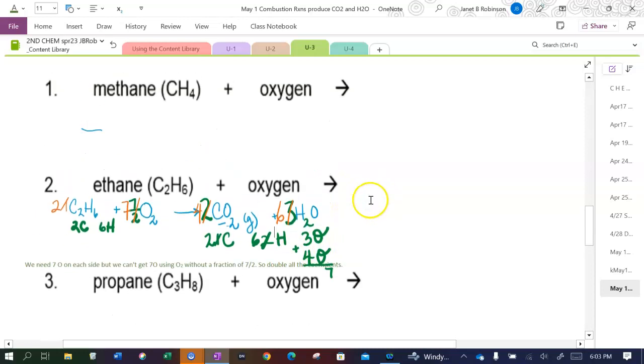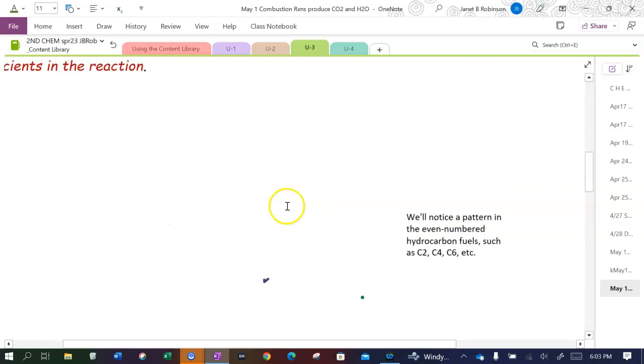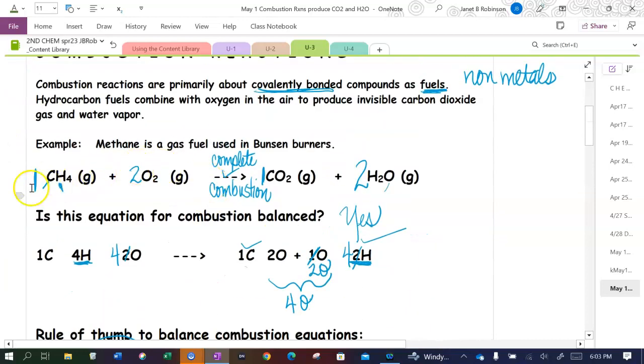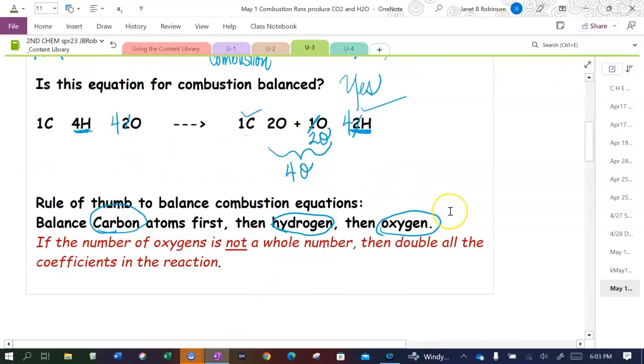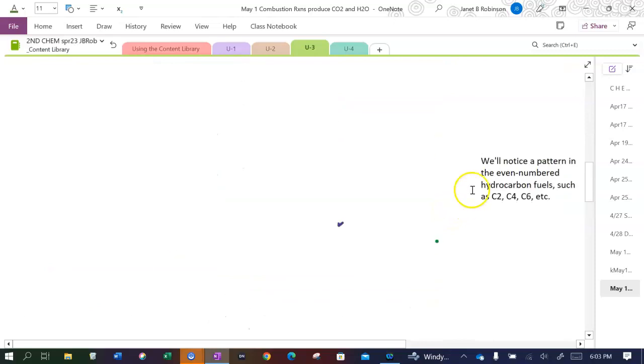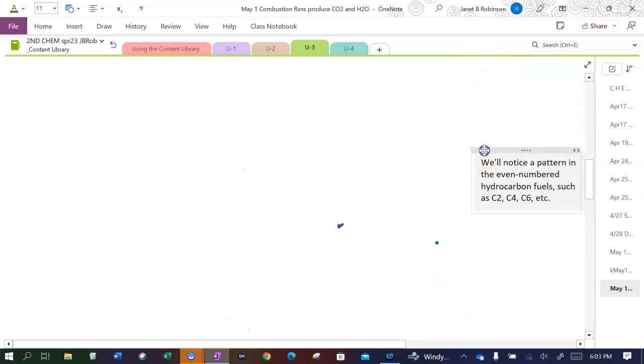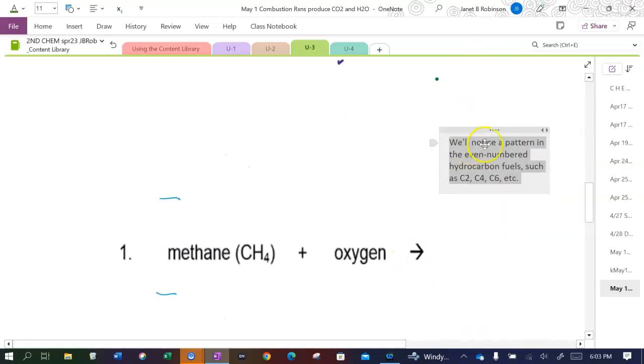All right, so that's the basic pattern. You've seen a simple one like this, CH4, and then we did a harder one where we end up having to double everything. Now, I want to show you this. Let me bring this down here.